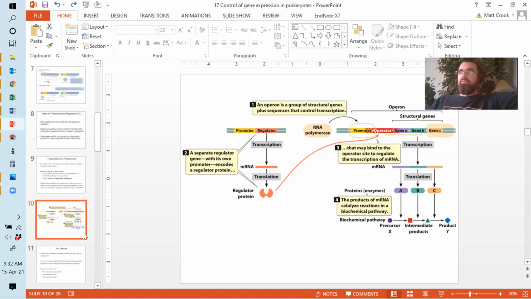Now, the lac operon is somewhat straightforward, depending on your perspective. And the trp operon is really tough, right? Students really struggle with that. And so before we get going, I want to share a general idea with you all.